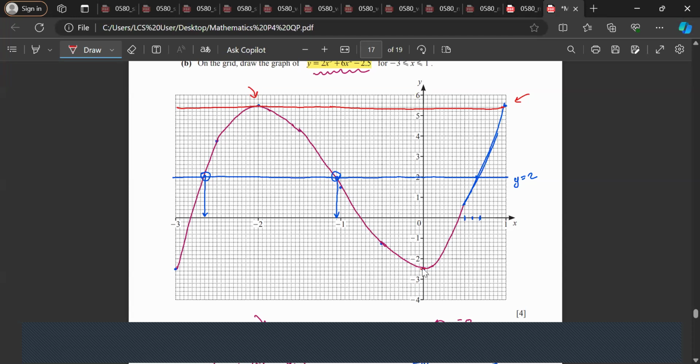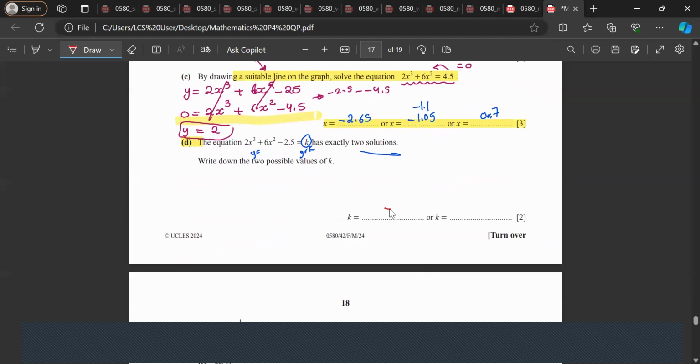Yes, from down here. This line and this line will pass only this point and this point. So it will be what? Here, y equal 5.5 because this point is 5.5. And down here, y equal negative 2.5. So k equal what? k equal 5.5 and negative 2.5.